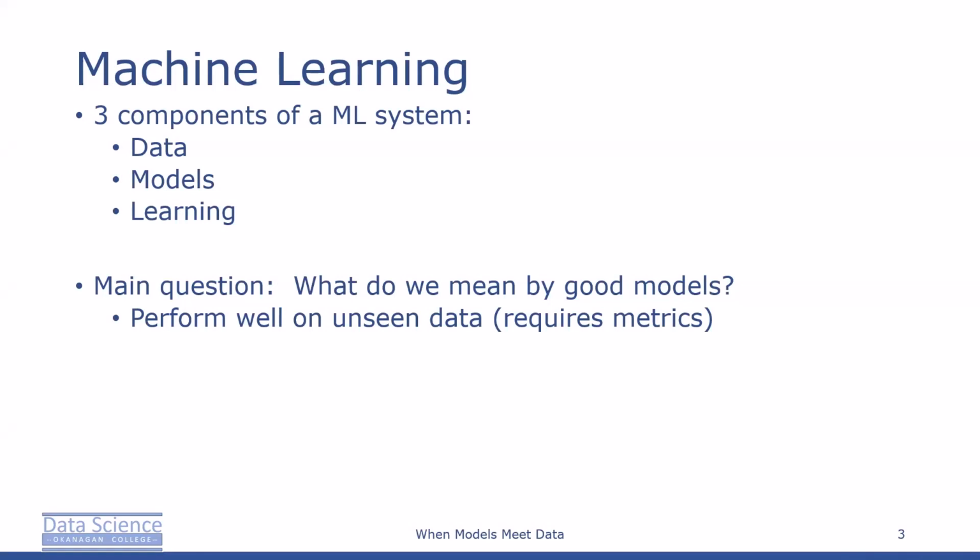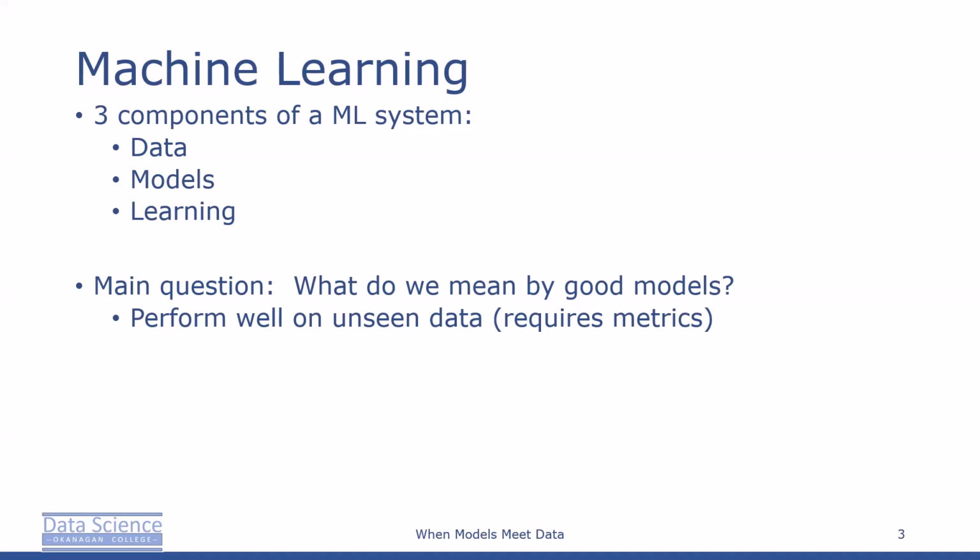You always need to consider the problem that a machine learning algorithm is designed to solve. When doing this, we need to consider the three major components of a machine learning system: the data, the models, and the learning. The main question in machine learning is, what do we mean by a good model?